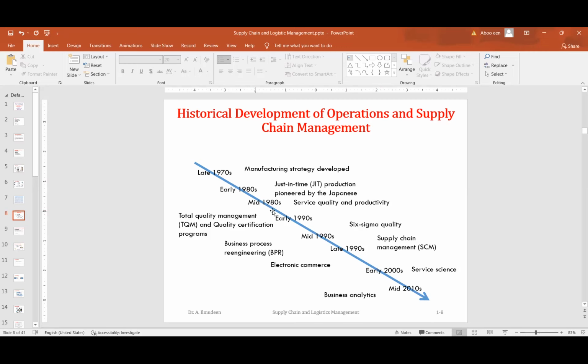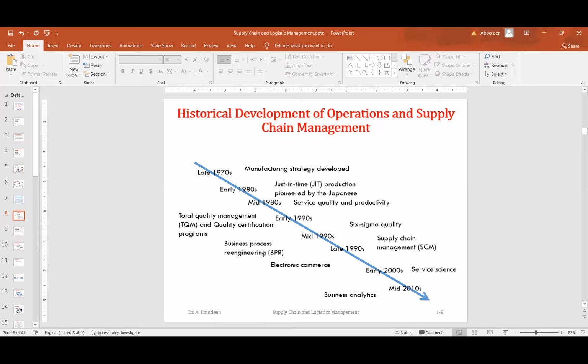That was in the mid-1980s. In the 1990s, they focused on total quality management, TQM, and quality certification programs, ISO and some other certification programs to benchmark their product. So total quality management in the 1990s. And they also focused on Six Sigma quality and some other ISO standards, mid-1990s.